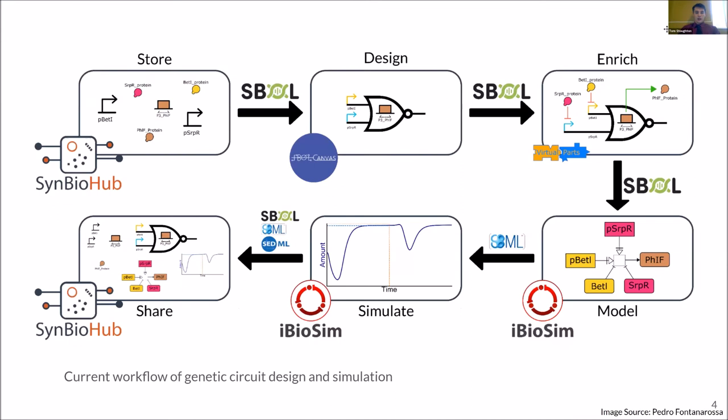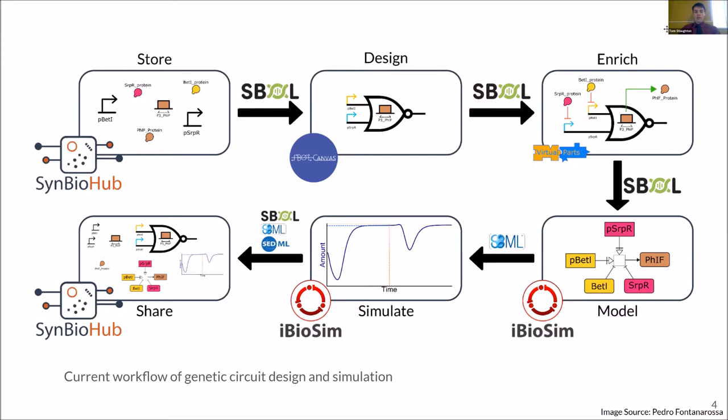A generic workflow has formed for designing genetic circuits and modeling them and then simulating them. And it generally looks like this. It starts with the retrieval of genetic parts from SynBioHub, which can be done through SBOL Canvas, where then the user can design their genetic circuit. Then using the Virtual Parts Repository, specific proteins are assigned as inputs and outputs to the genetic circuit. And then the SBOL file is imported into iBioSim, where the model conversion converts the SBOL into SBML, creating a computational model of the genetic circuit.